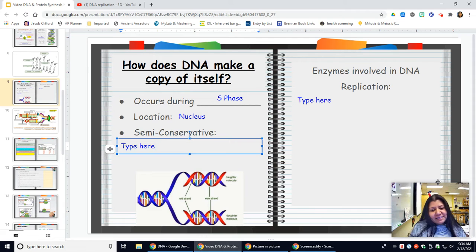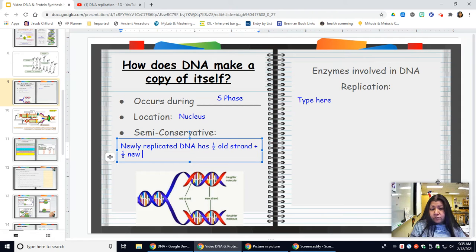So when we're talking about semi-conservative, that means that our new strand has half of a new strand and half of an old strand. Okay, so newly replicated DNA has half old strand plus half new strand. Okay, so that's what it means by semi-conservative.